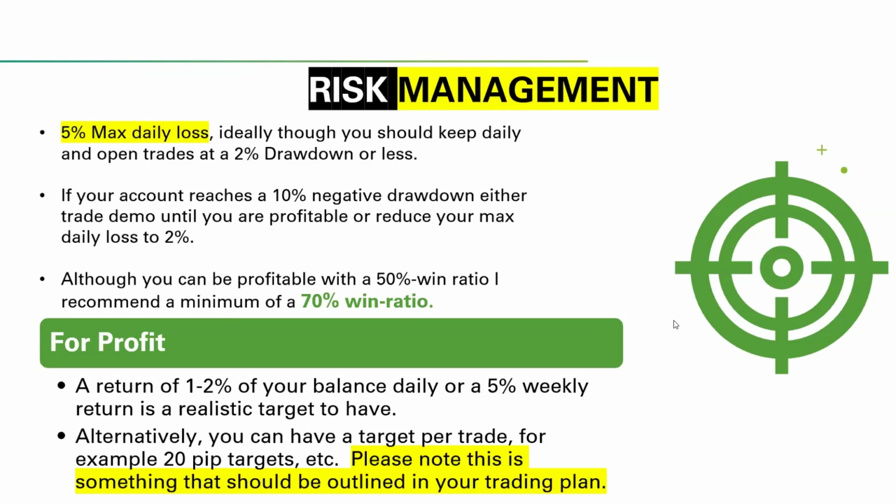All right, so risk management. I do want to spend a few minutes on this slide, and that's because this is where most traders go wrong. Most traders don't have a lot of discipline when it comes to trading, and that can be the only reason why you might not be profitable. So a 5% max daily loss. Ideally, though, you want to keep your daily losses and drawdown to 2%. This will make sure you're in the game a lot longer.